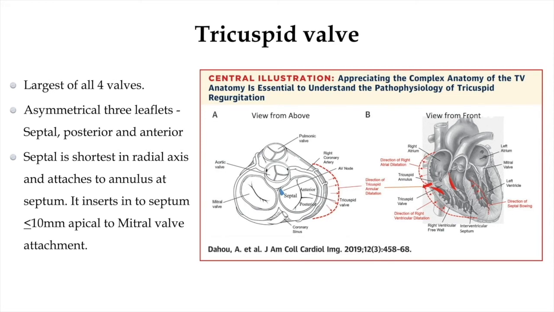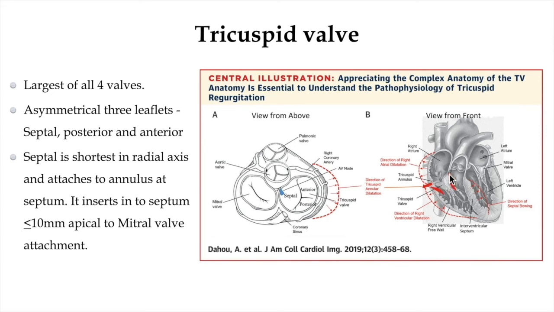Before going to Ebstein's anomaly, let's look at the tricuspid valve anatomy first. The tricuspid valve is the largest of all four valves. It has three cusps, or three valve leaflets, named septal, posterior and anterior. The anterior leaflet is the longest circumferentially and radially, and it is the most mobile valve leaflet. And the septal leaflet is the shortest in the radial dimension, and it is the least mobile leaflet.